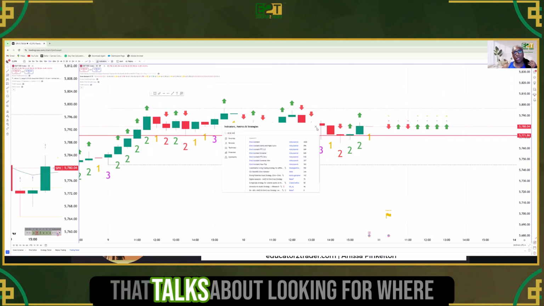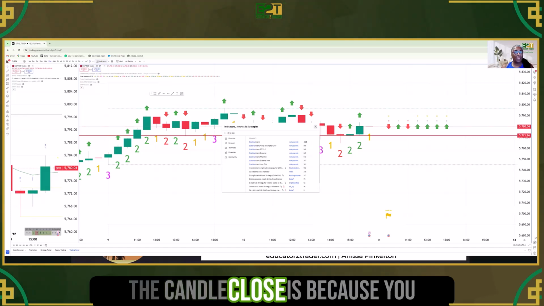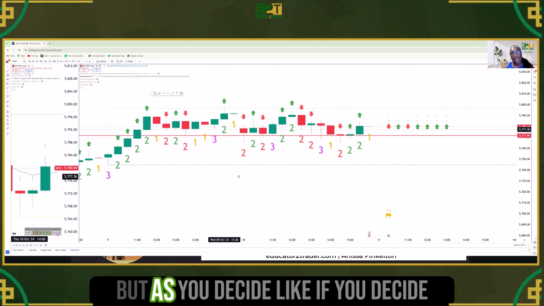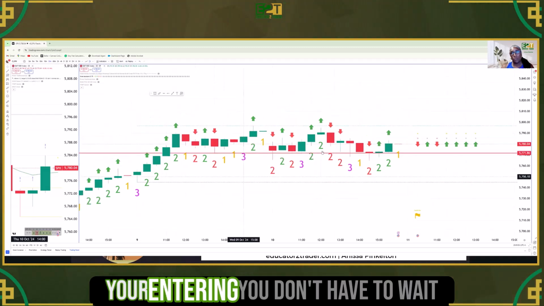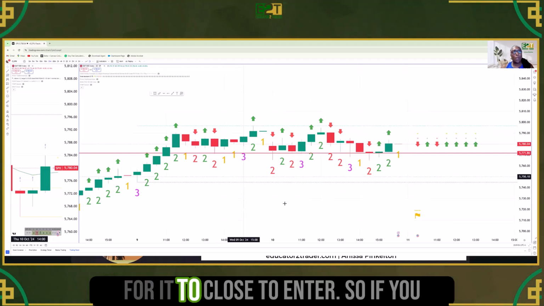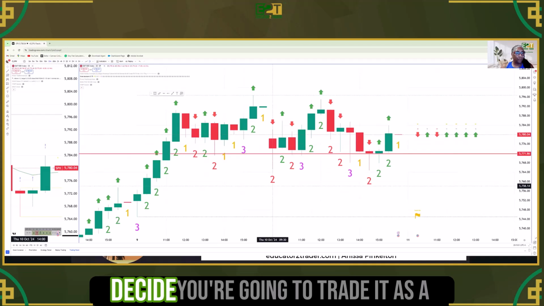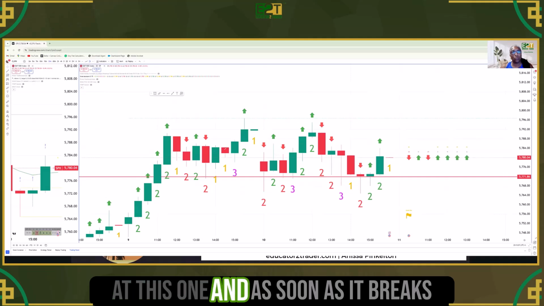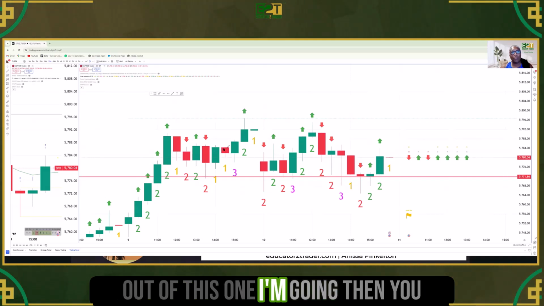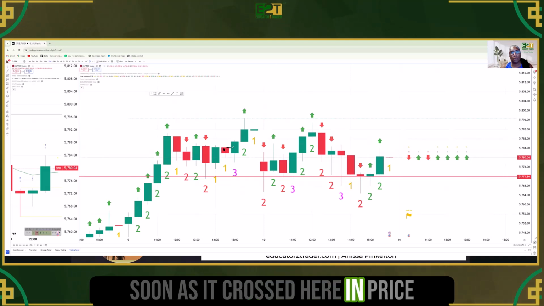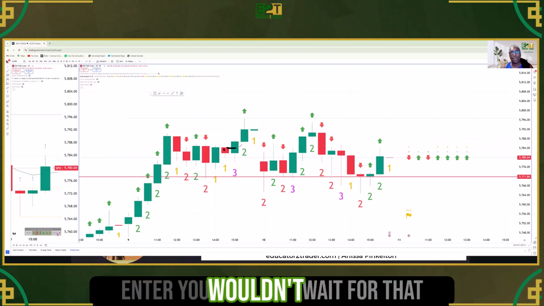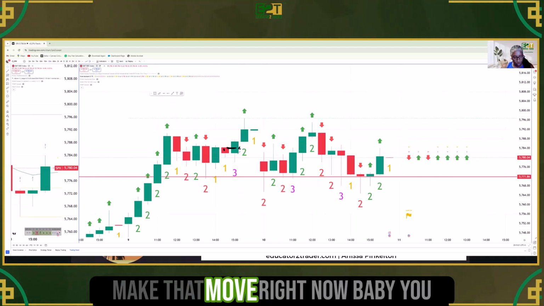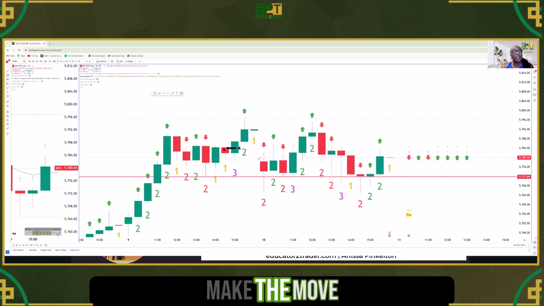This is another one of those things that talks about looking for where the candle closes, because you want it to close and then see what it does. But as you decide, if you decide you're entering, you don't have to wait for it to close to enter. So if you decide you're going to trade it as a buyer and you say, okay, as soon as it breaks out of this one, and as soon as it crosses here in price action, then you would go ahead and enter. You wouldn't wait for that candle to close. You'd go ahead and make that move right now. You make the move.